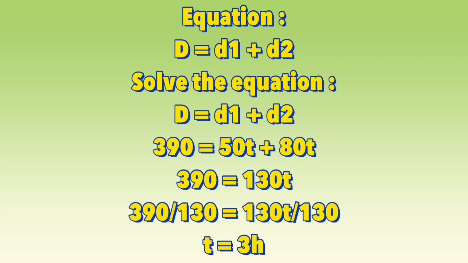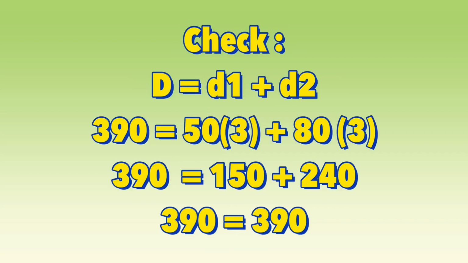We have to check. Distance is 390. Distance of the first bus is 50 times 3, plus the distance of the second bus is 80 times 3. So 50 times 3 equals 150, and 80 times 3 equals 240. So 390 equals 390. So therefore the equation is balanced. We can say that our answer is correct.